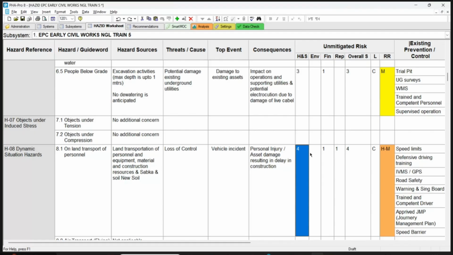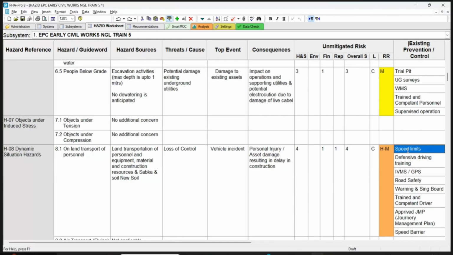This is the only biggest threat in your facility. It will be one, or less than one. At least one fatality. So I would say speed control, defensive driving, IVMS, GPS, road safety, warning signboards, driver approved JMP, speed barrier. I think these are all applicable.